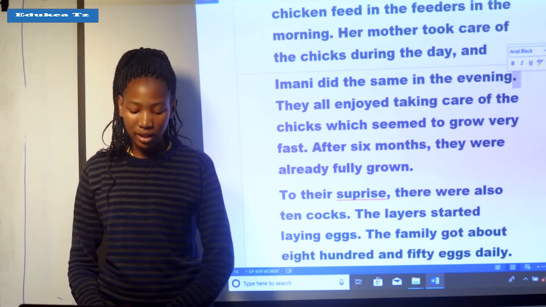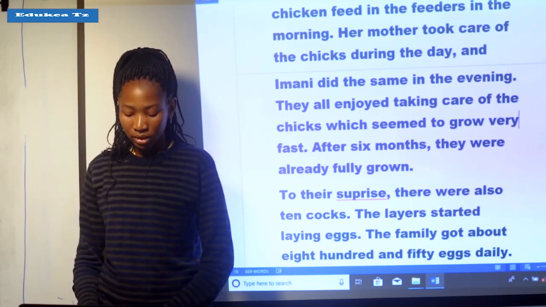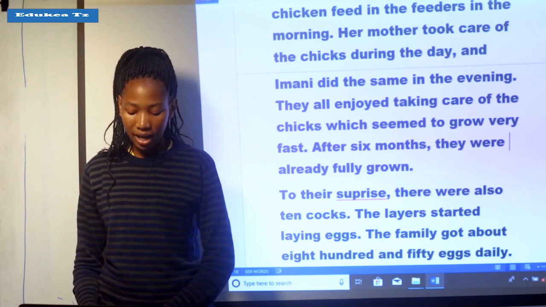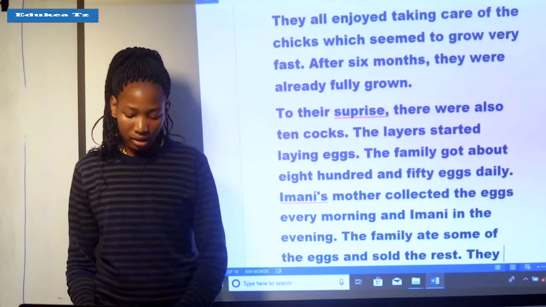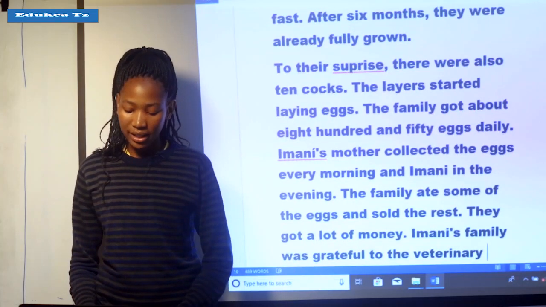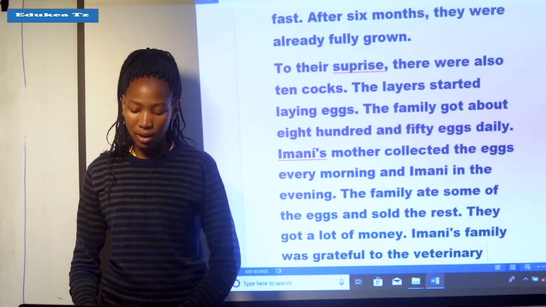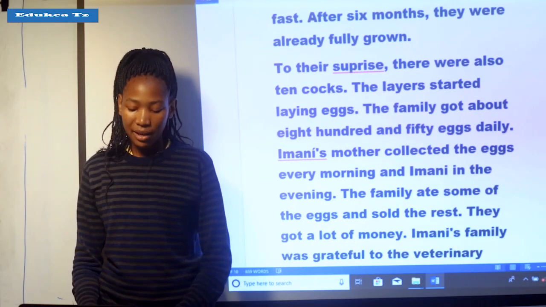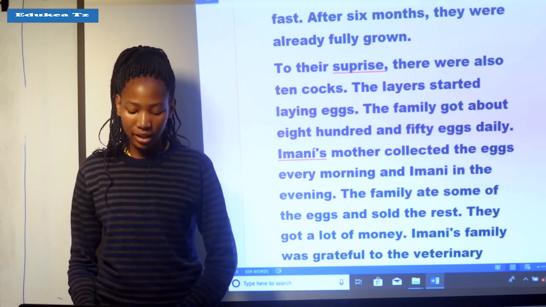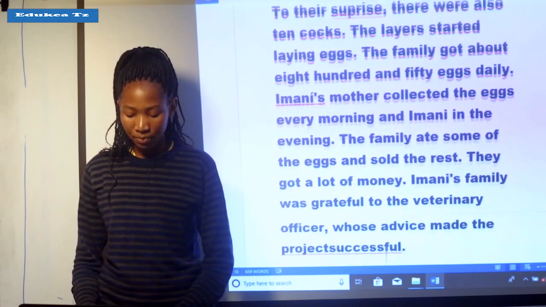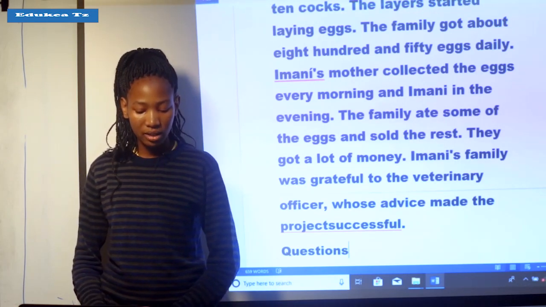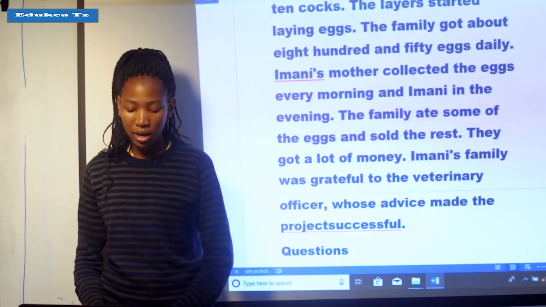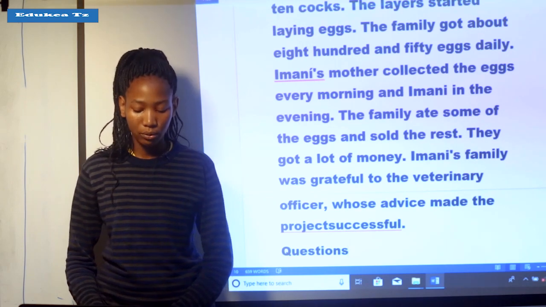The layers started laying eggs. The family got about 850 eggs daily. Imani's mother collected the eggs every morning and Imani in the evening. The family ate some of the eggs and sold the rest. They were grateful to the veterinary officer whose advice made the project successful.